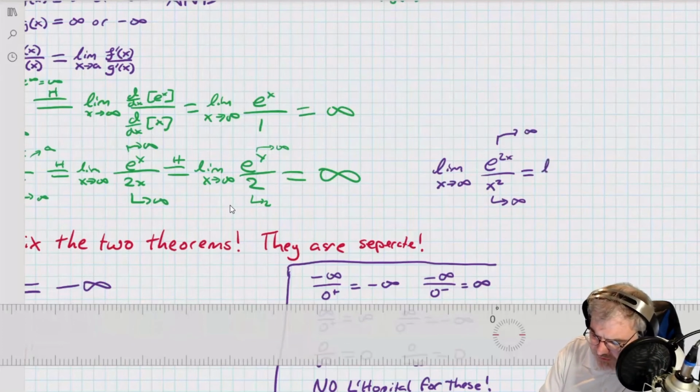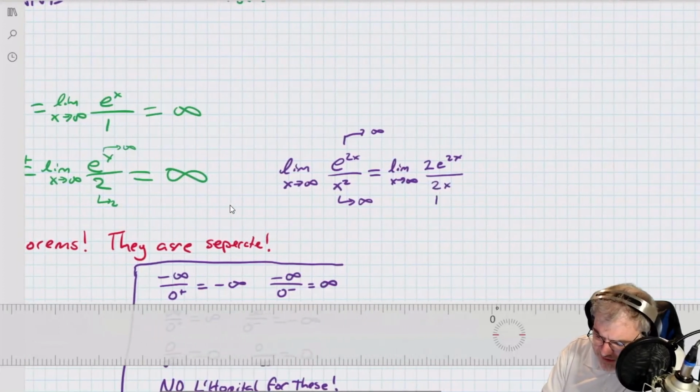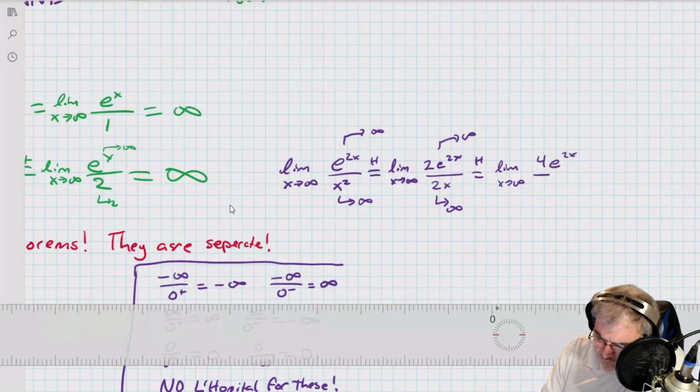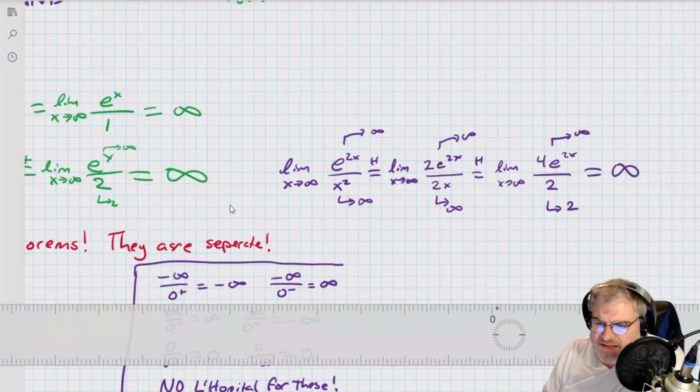Okay, so now I take the derivative of the top and the derivative of the bottom, and I wind up with 2e to the 2x over 2x, because of the chain rule. And then this goes to infinity, and this goes to infinity. So I go again. I get the limit as x goes to infinity of 4e to the 2x over 2. And now this goes to 2, and this goes off to infinity, and that's fine. I can do that. Does that answer your question?